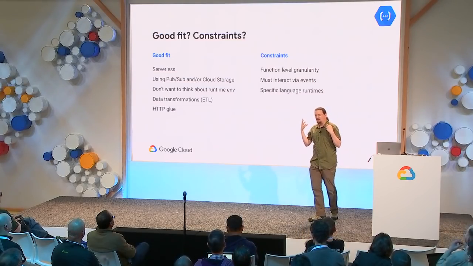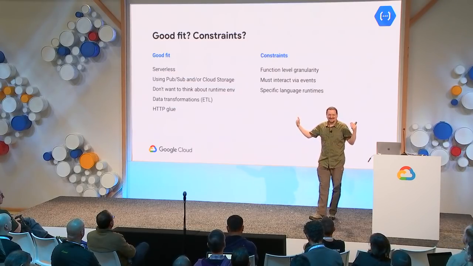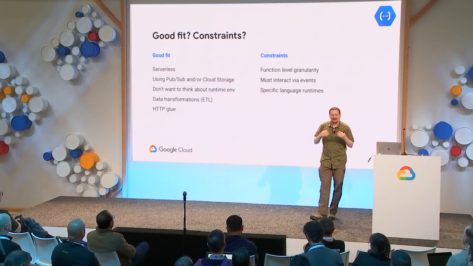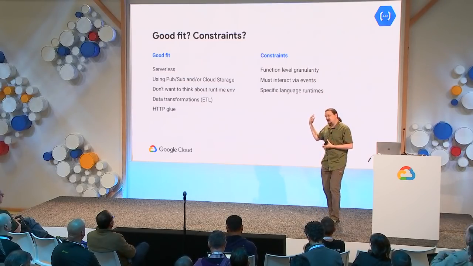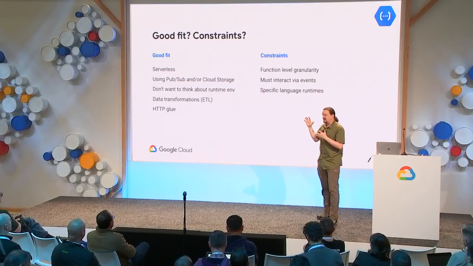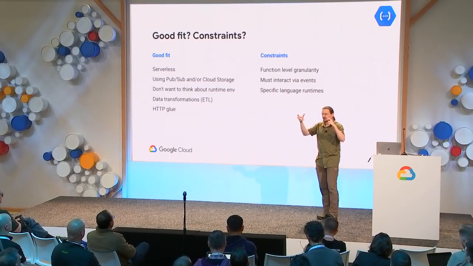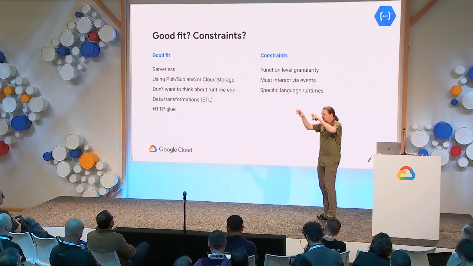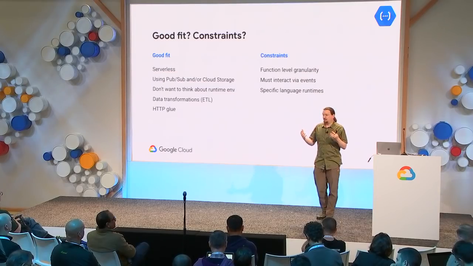And then my favorite kind of mental model is just thinking of these as the glue of the web. This is the HTTP glue that connects everything together. On the constraint side, you are seeing the entire world through this function granularity. And so as you build more complicated systems, you piece together more functions to do that. And that works pretty well.